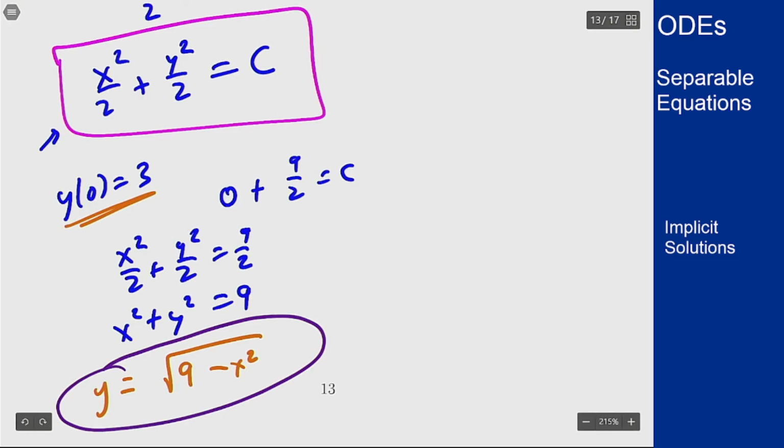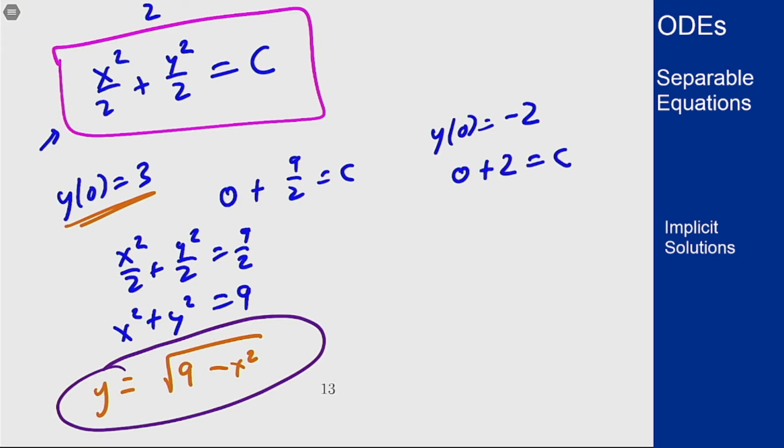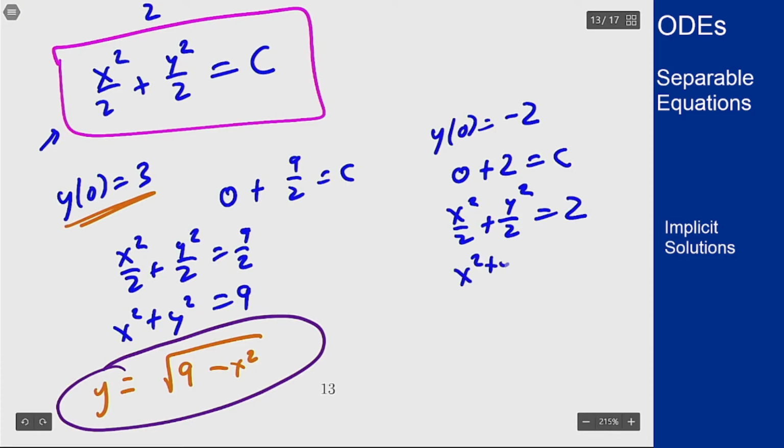The same goes for the second condition, which was y of 0 equals negative 2. I do the exact same process. Plugging in negative 2, I get 0 plus 4 over 2, or 2, is c, so c is 2, which gives me that my solution is x squared over 2 plus y squared over 2 equals 2, or x squared plus y squared equals 4. Solving for y gives me y is the square root of 4 minus x squared with a plus or minus sign. But since I know that I want y of 0 to be negative 2, what I want here is the minus sign.